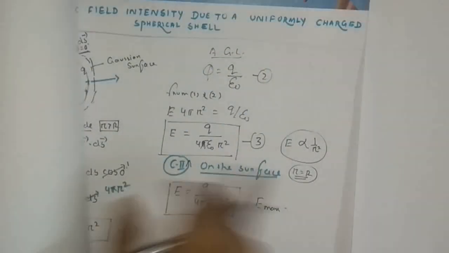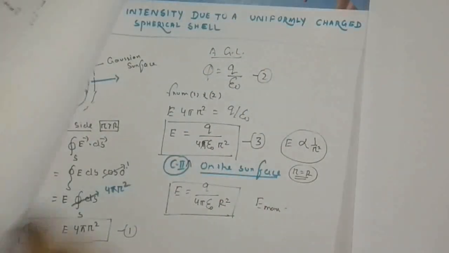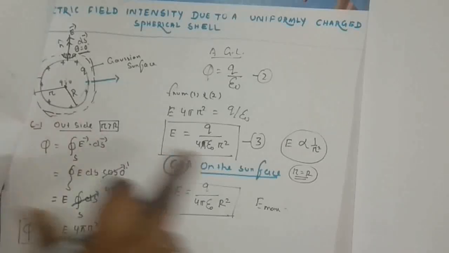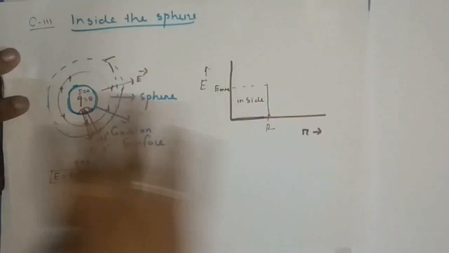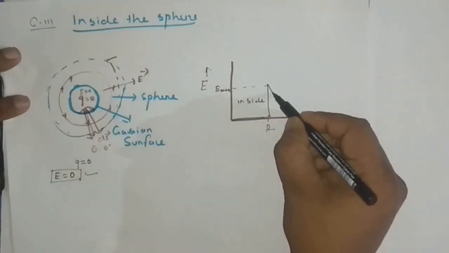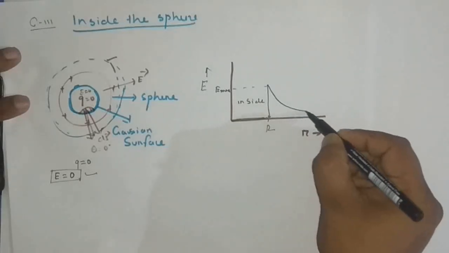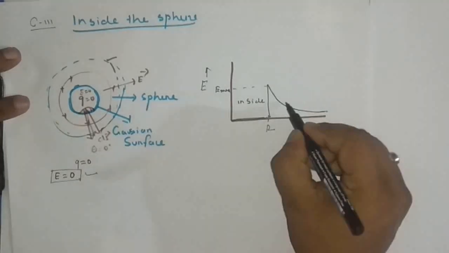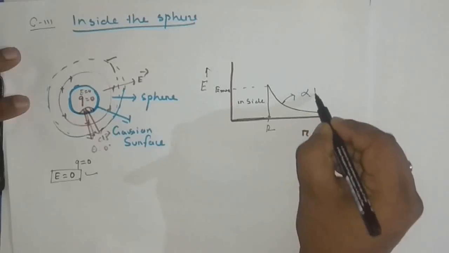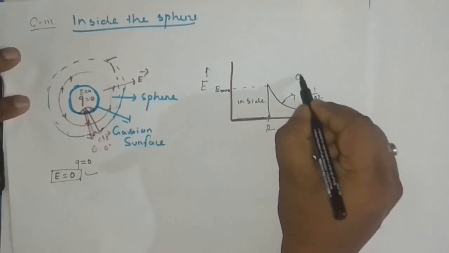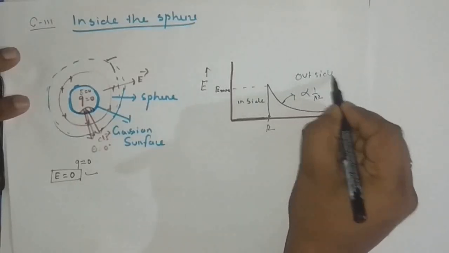Now what happened outside? When it is for outside, I got inversely proportional. This represents the inversely proportional graph. This is for outside.